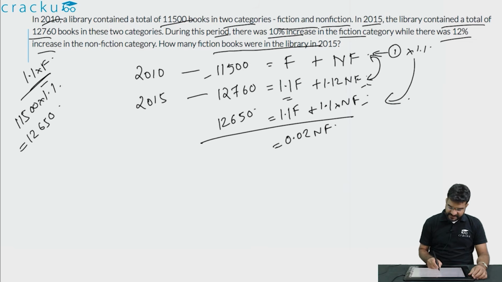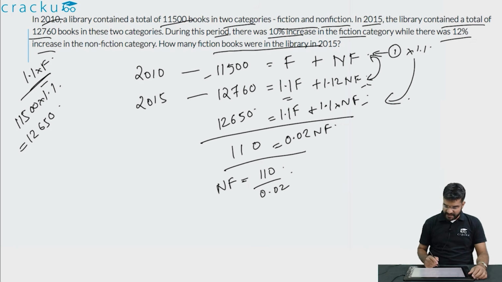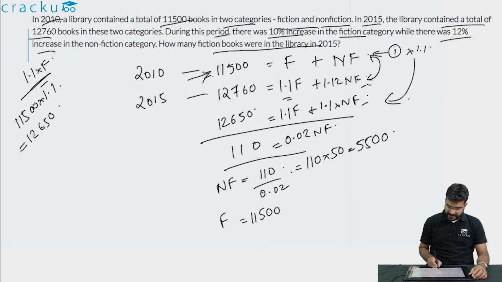On the left hand side this will be a simple case of subtraction. This will be 110. Now you can easily calculate the value of nf. This is equal to 110 divided by 0.02. Again you can either use a calculator or you can find out that this is actually equal to 110 into 50. This is equal to 5,500. So using the first equation, you can then calculate the value of f. This is equal to 11,500 minus 5,500, or this is equal to 6,000.